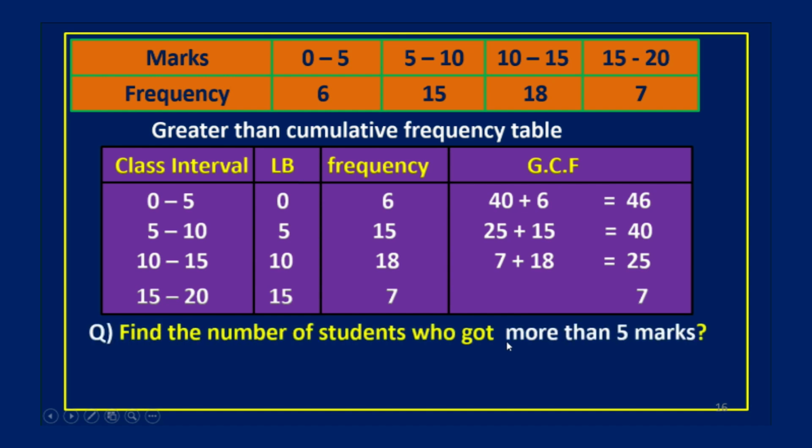Now can you find the number of students who got more than 5 marks? Children, if there is a question to find less than, we have to use LCF table. If there is a question to find more than, we have to use GCF table. Now find the number of students who got more than 5 marks. Children, where is 5 in lower boundary? Yes, here it is. And what is the corresponding GCF for this? Yes, it is 40. So now tell me, how many students got more than 5 marks? Yes, 40 students got more than 5 marks. So children, using this LCF and GCF, we can find the number of students who will get less than or more than a given mark.